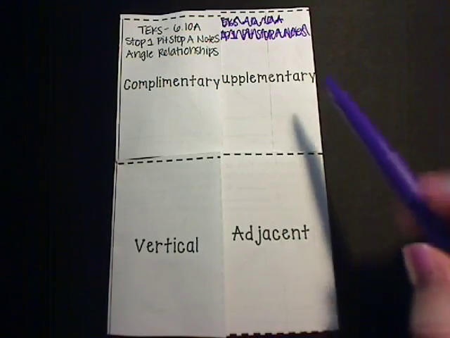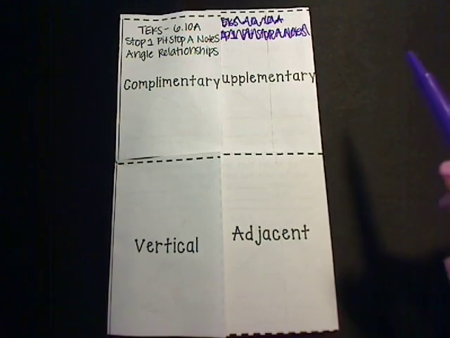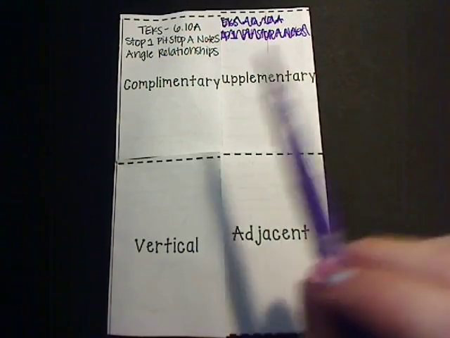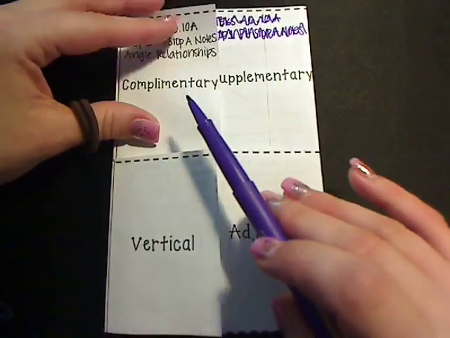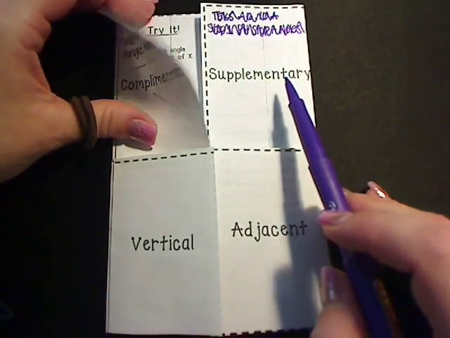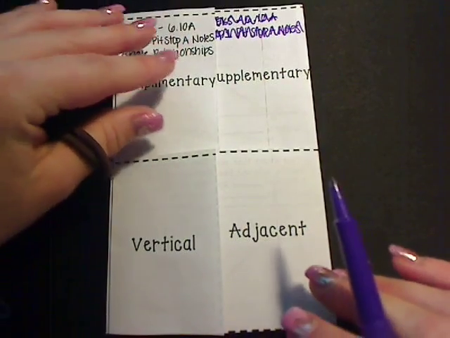Okay, these are our first notes in our geometry unit of chapter 9. We're going to be talking about angles today. So we've got 4 different types of angles. We've got complementary, supplementary, vertical, and adjacent. Okay, so complementary angles.